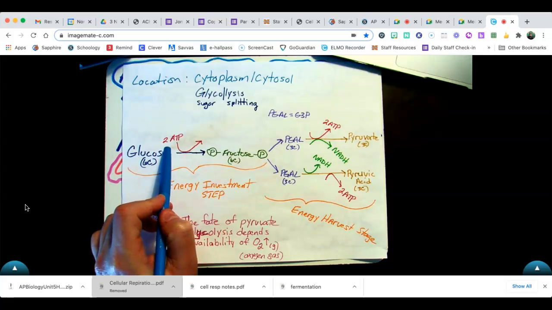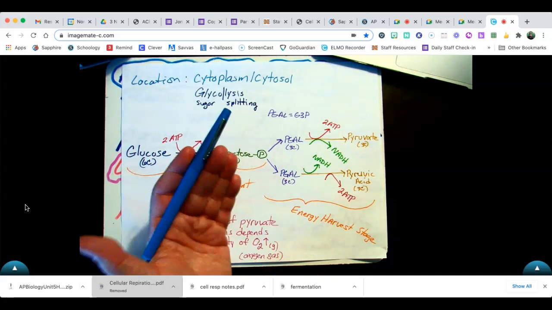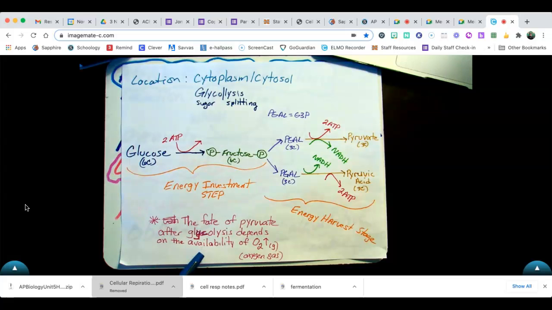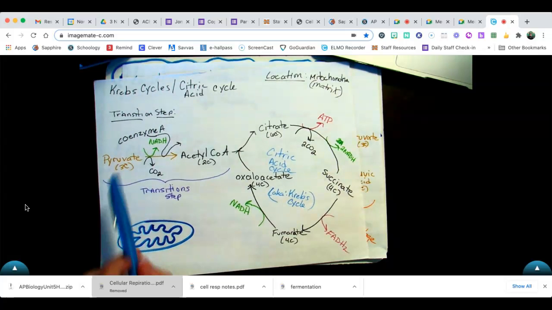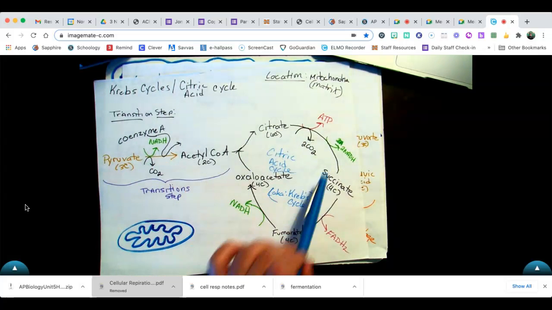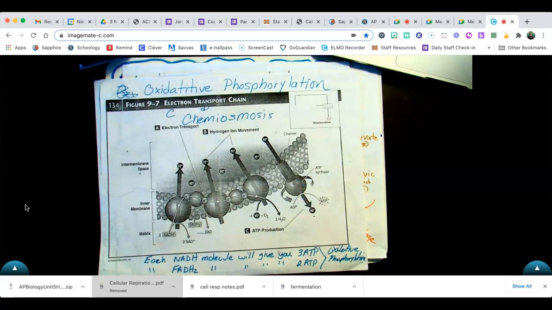After glycolysis takes place, what happens next is determined by whether oxygen gas is available. So we in science say the fate of pyruvate depends on the availability of oxygen gas. Since oxygen gas was available last time, I talked about the entire process of cell respiration, aka aerobic respiration, which was going through this transition step, the citric acid cycle, and then ending with oxidative phosphorylation.